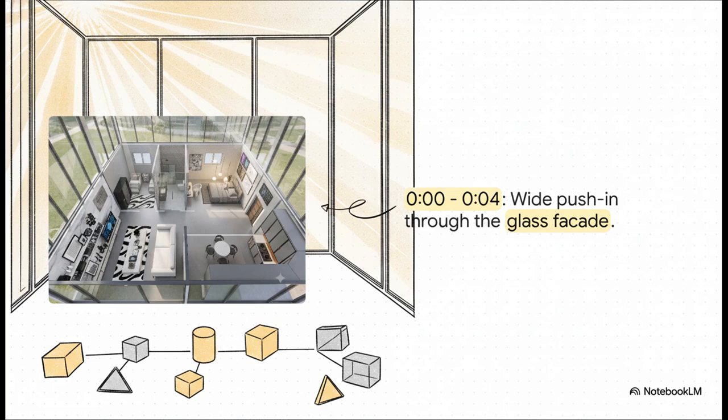All right, so how does our scene open? For the first 4 seconds, imagine a wide establishing push-in right through that massive glass facade. Just look at the scale of those floor-to-ceiling windows. As our virtual Steadicam pushes forward, we're instantly hit with this soft, natural backlight pouring in. It instantly sets this bright, airy, Scandinavian modern vibe right from the very first frame. It's honestly the perfect cinematic hook.